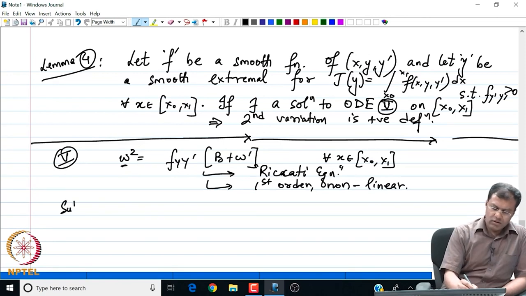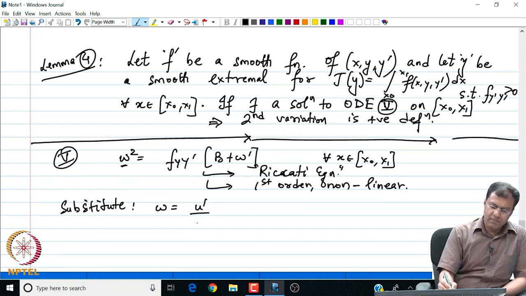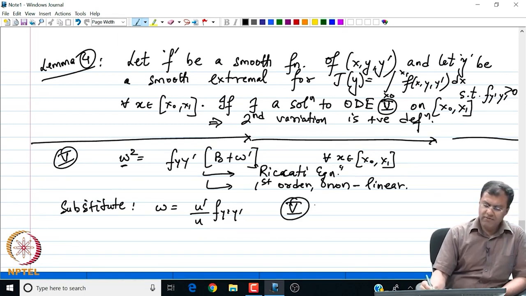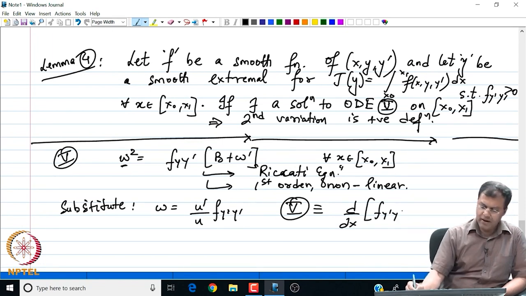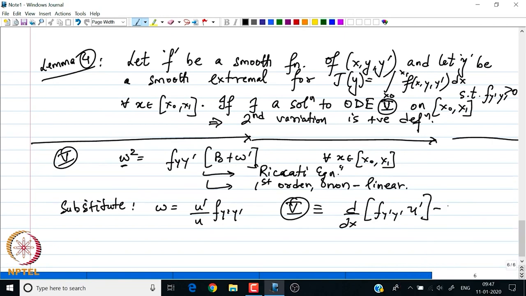So we substitute omega equal to u prime by u times f_y'y'. In this case my expression 5 is identical to the following: d/dx of (f_y'y' u prime) minus b u equals 0, where my quantity b is f_yy minus the total derivative with respect to x of f_yy'. So this is my b.